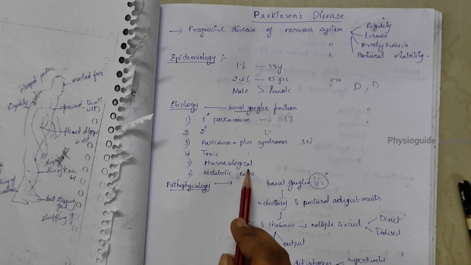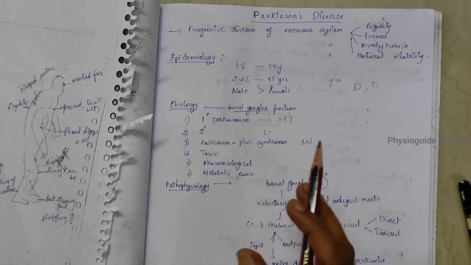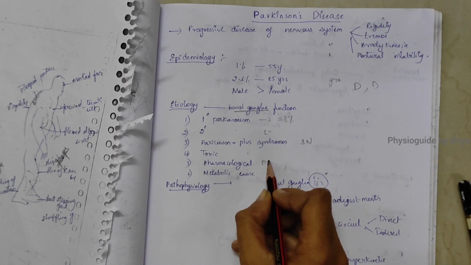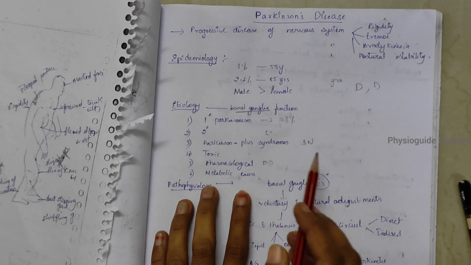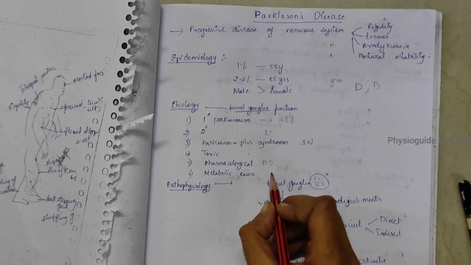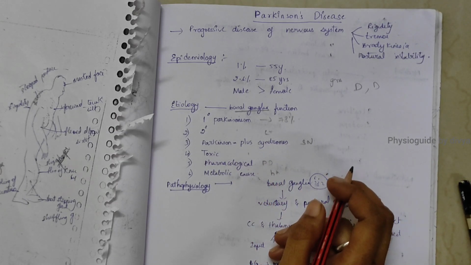And pharmacological, meaning a variety of drugs that produce extrapyramidal dysfunction, which mimics the signs and produces Parkinson disease. Parkinson is rare in causing metabolic cause, but in conditions where there is deficiency in calcium metabolism, the metabolic causes include hypo and hyperthyroidism and hypoparathyroidism.